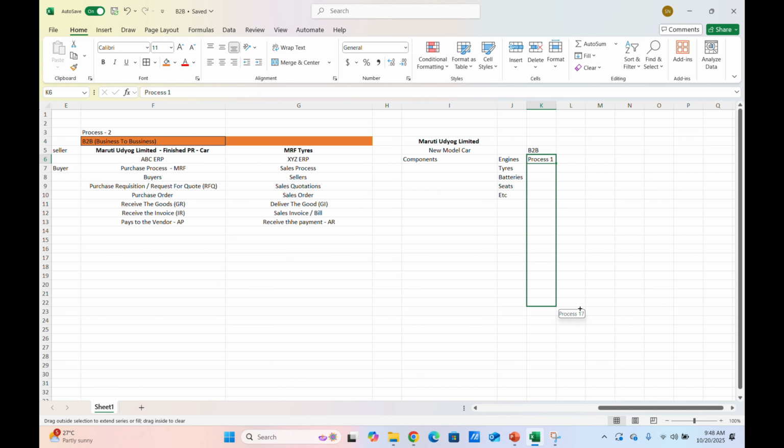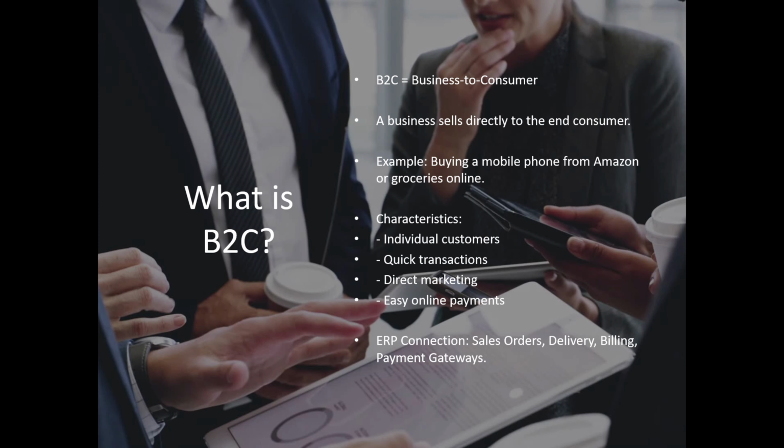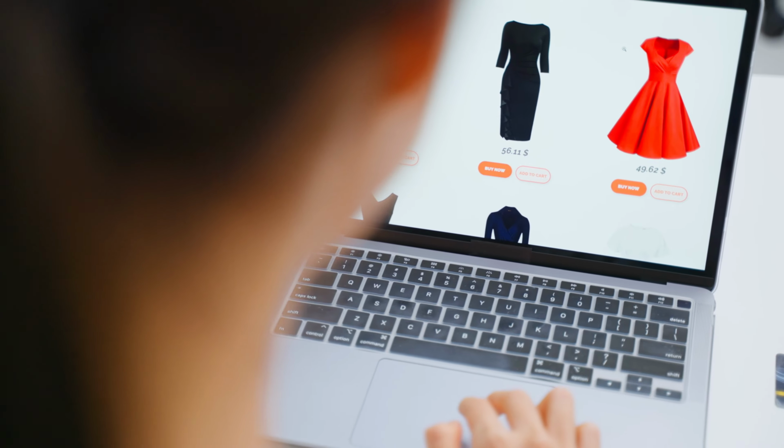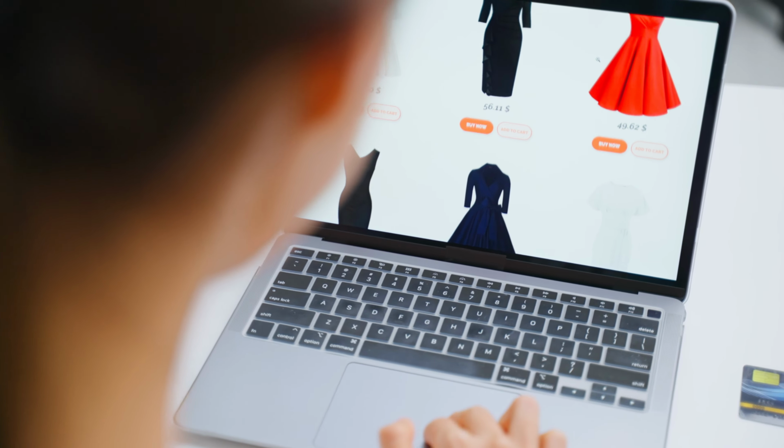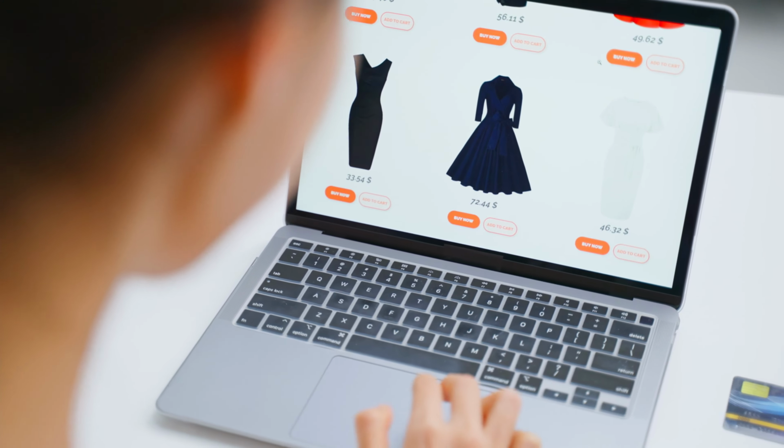So like this we can process in n number of ways in ERP, like B2B, depending on what we can do here. Now let's move to the B2C. B2C generally stands for business to consumer. This is when a company sells directly to an individual consumer or customer, like when you buy a mobile from Amazon or groceries from an online store.